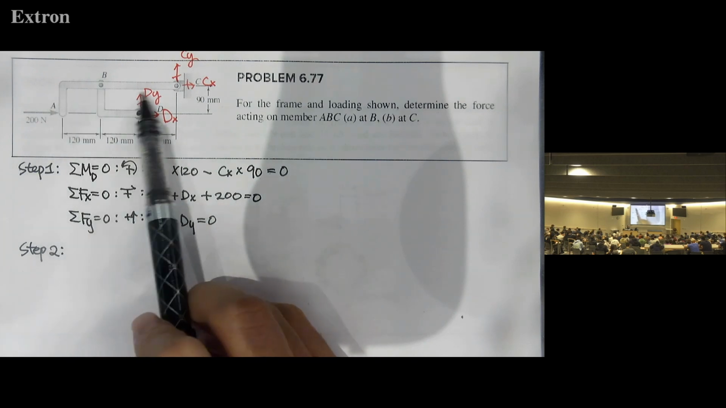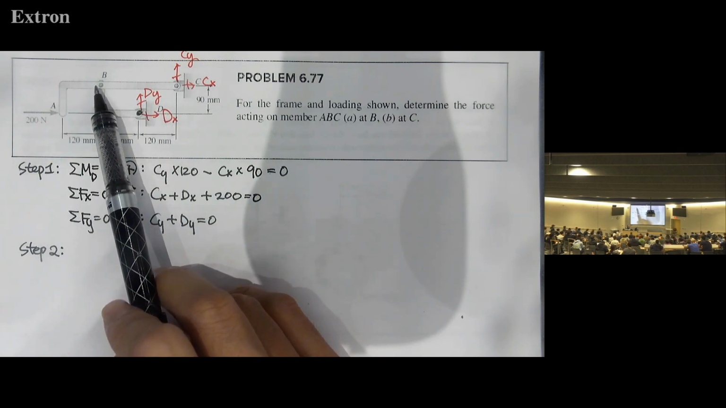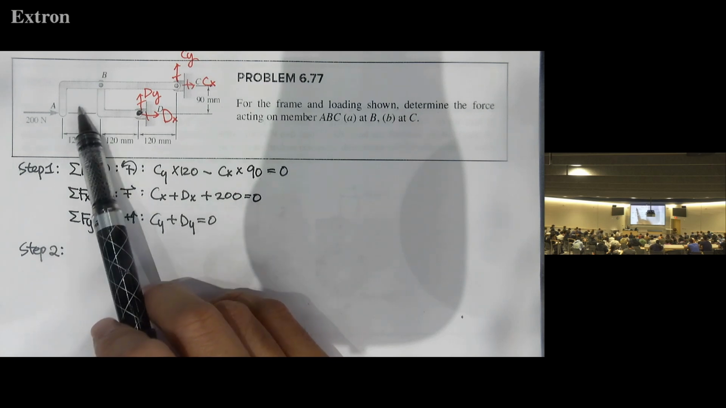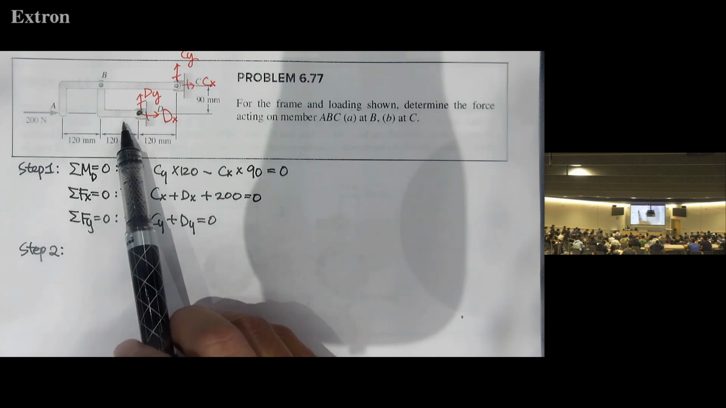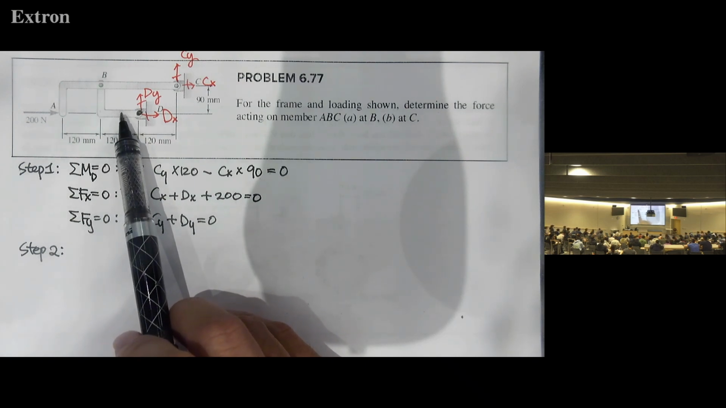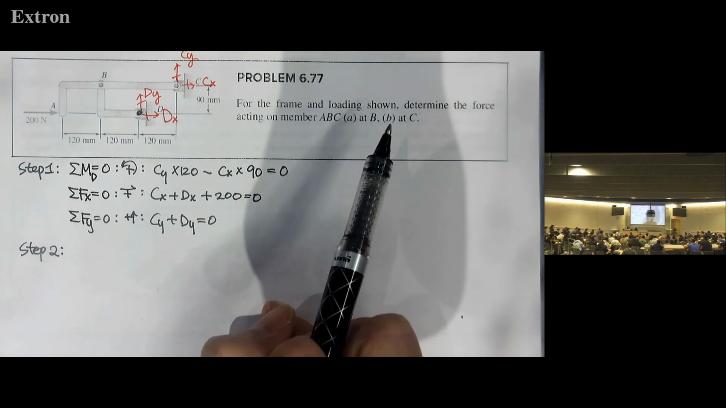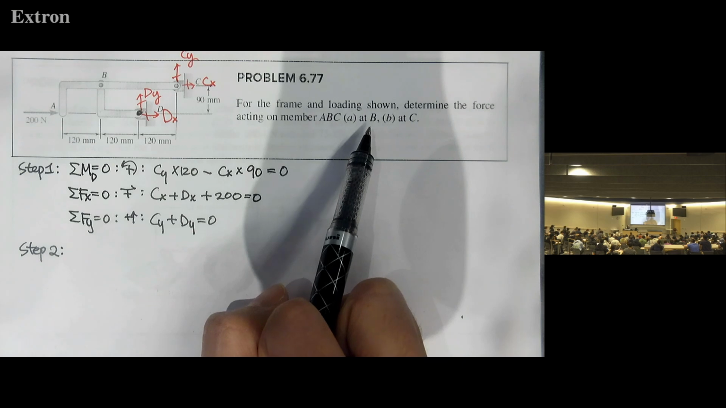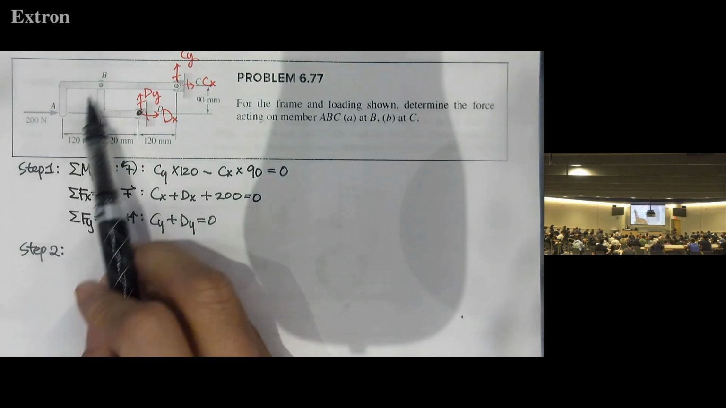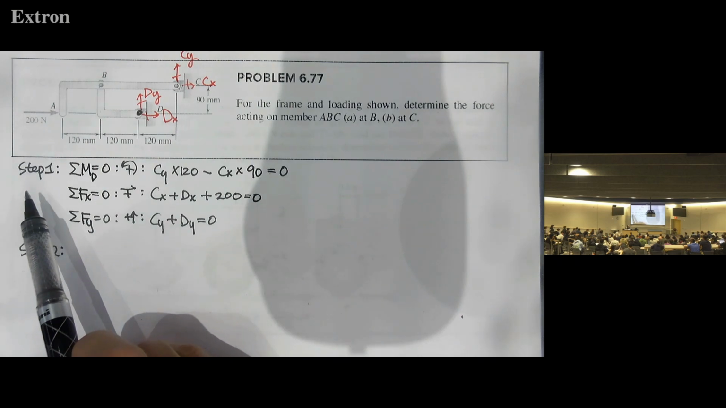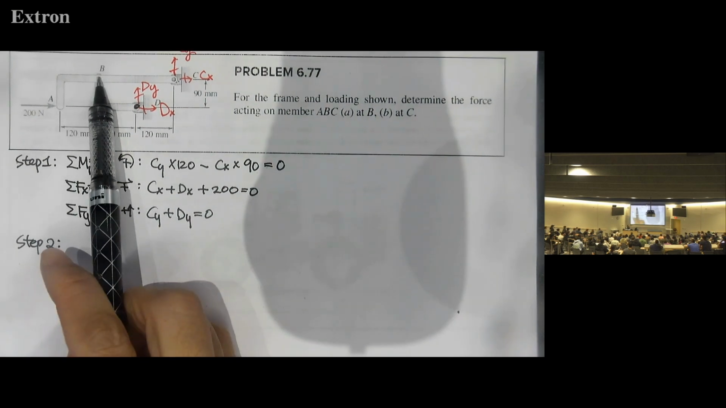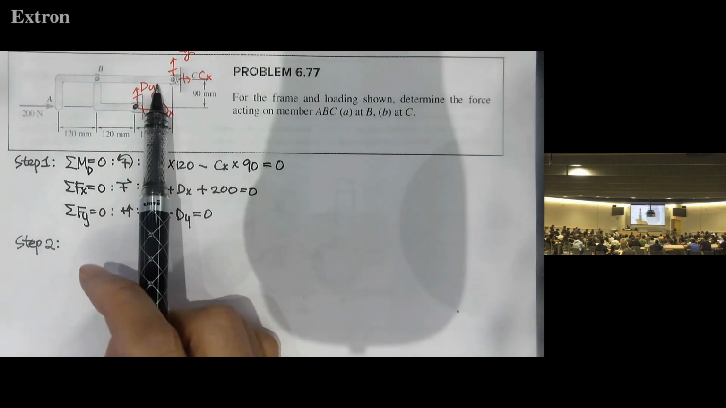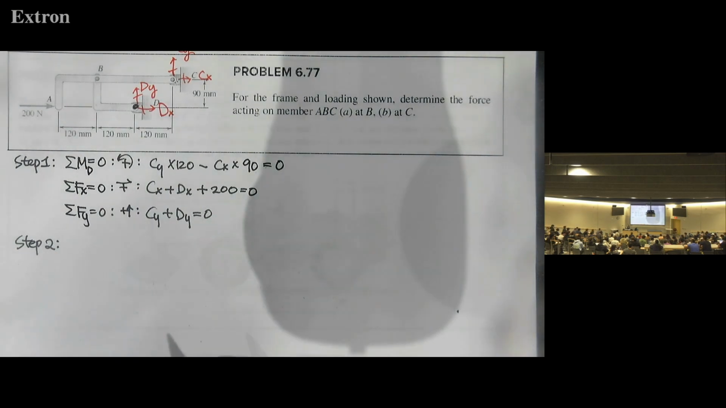So for frames, we typically cut at the joint here, B, and then dissect each local member, either this upper L section or lower L section. Which local member should we use? That's based on what's asked in the problem. Here, the problem asks us to find the forces at B and C. So B is here, and C is here. Which member should we use? Upper or lower? Upper, right? Because the upper member has B and C, right? And when you solve this one, we can find the final answer, right?